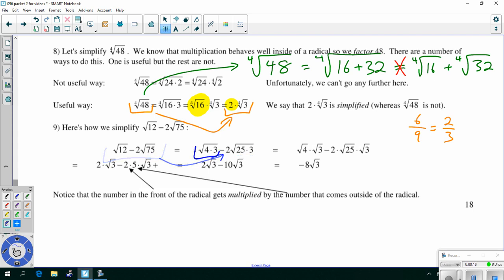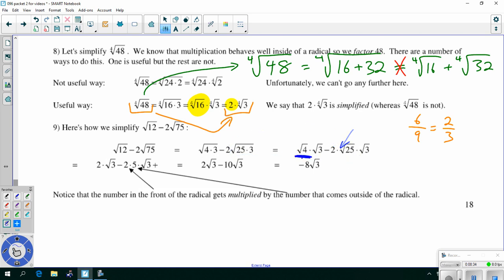Then we start splitting up because of our product rule. We can split this into 2 radicals here. We can split this into 2 radicals here. Notice that the 2 sitting in the front is still sitting in the front. I'm highlighting the fact that it's multiplication right there, 2 times the radical. Okay, and then good things start to happen.